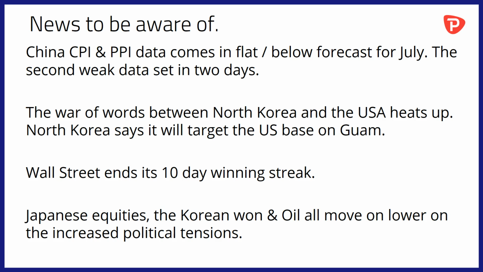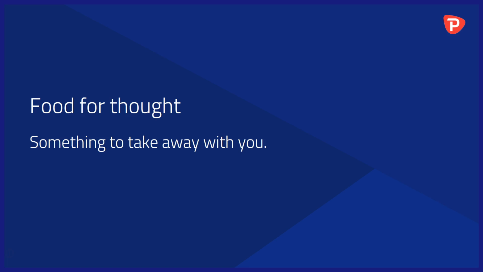Okay, breaking news and comment that's caught my eye. Well, first of all, China CPI and PPI data came in flat or just below forecast for July. That was the second weak data set we've seen from China in two days, of course. Staying in Asia, the war of words between North Korea and the USA heats up, and North Korea has said it will work to target the US base on Guam. On the back of those comments, Wall Street ended its 10-day winning streak. And following on into Asian trade, Japanese equities, the Korean won, and perhaps surprisingly oil have all moved lower over the increased political tensions.